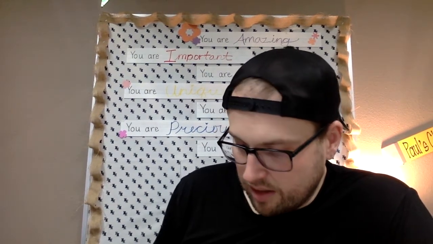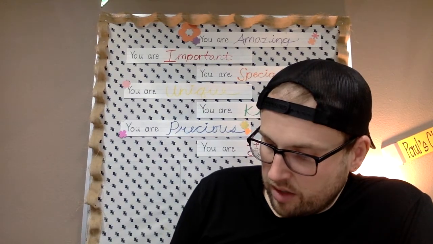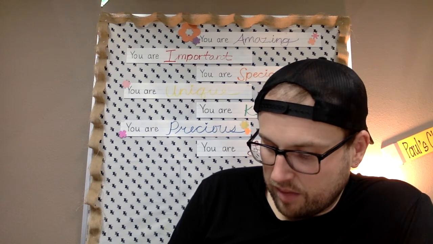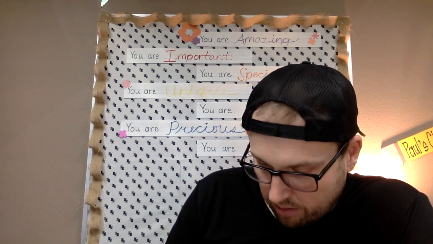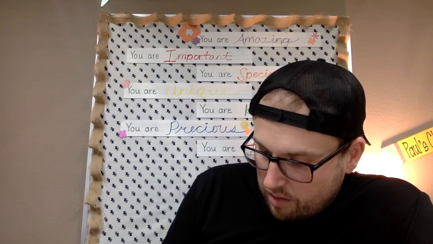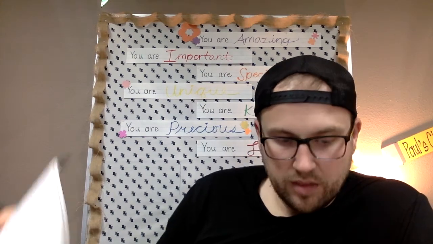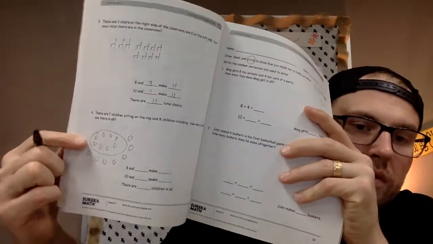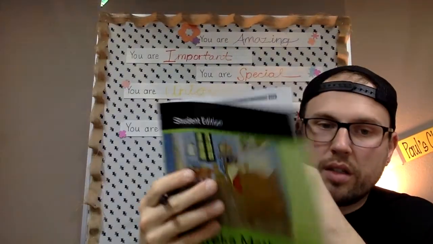The next one says there are 7 children sitting on the rug and 8 children standing. Okay, so here's the rug. It's oval. 1, 2, 3, 4, 5, 6, 7. 1, 2, 3, 4, 5, 6, 7, 8. So here's my rug. Got 7 kids on it, 8 kids standing next to it.